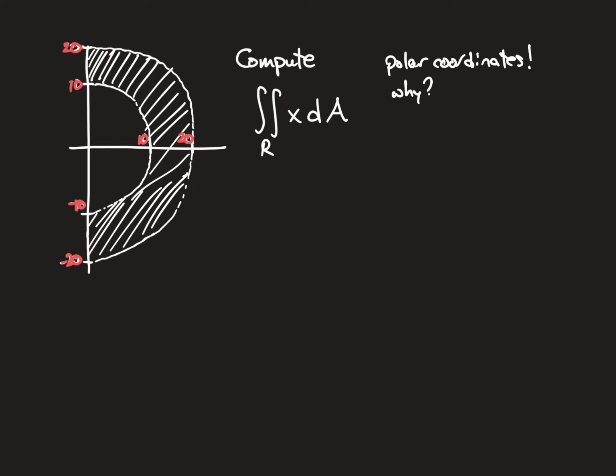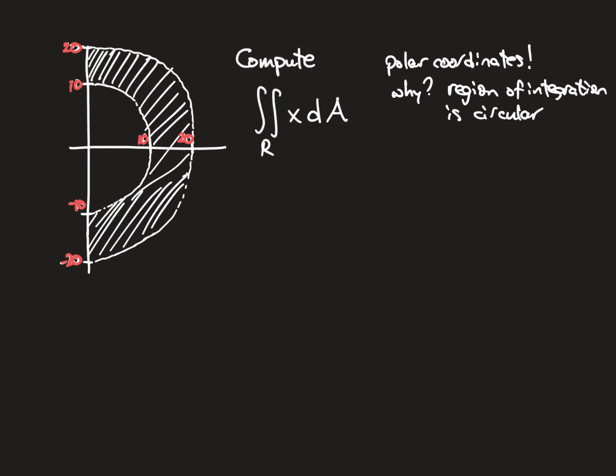Why polar coordinates? Well, because the region of integration that we're given, this wonderful sketch I have here on the left-hand side that looks like half of a donut or maybe half of a bagel, the region of integration is circular. And polar coordinates are just tailor-made for circular regions.